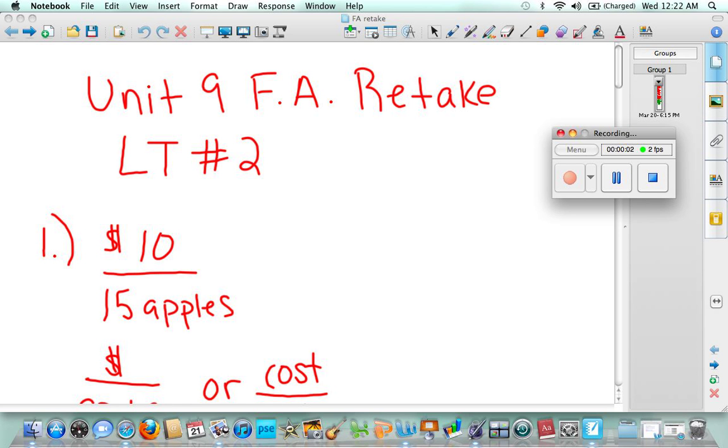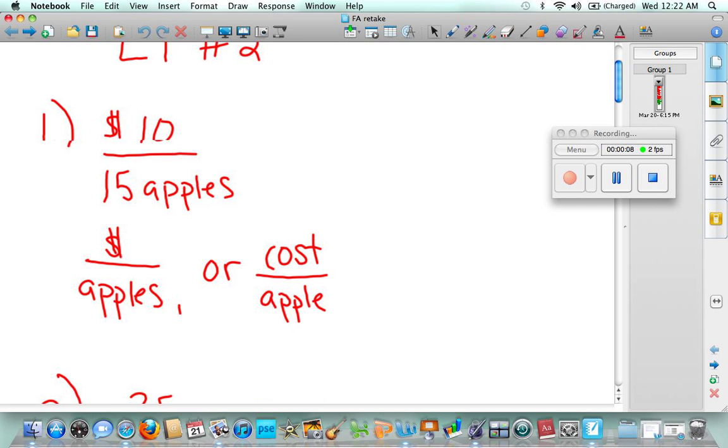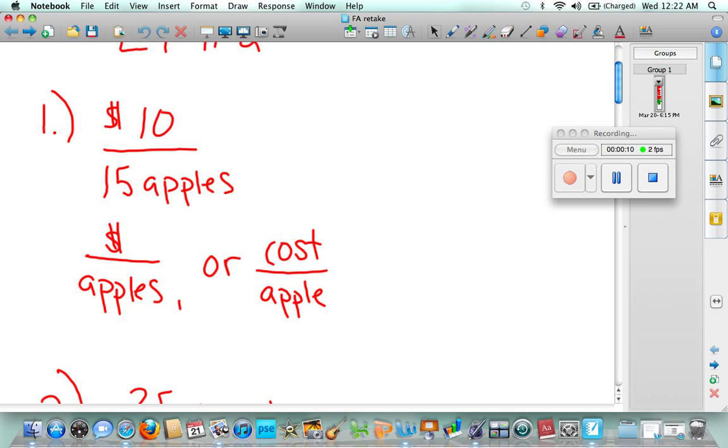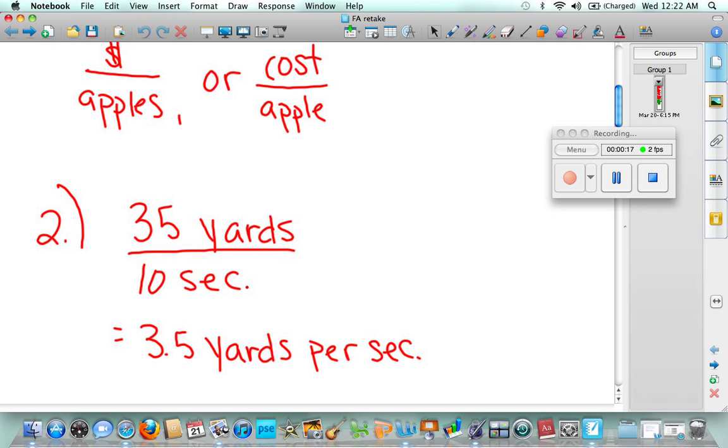For the formative assessment retake, you can refer back to these problems to help you if you're still unsure of the problems. So for number 1, we had 10 apples for every 15 apples, so the derived unit would be cost per apple. In number 2, it was 35 yards in 10 seconds, so the derived unit would be yards per second. Okay, the rate would be 3.5 yards per second.